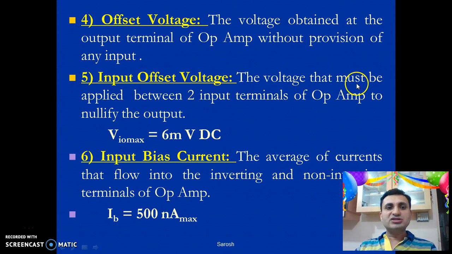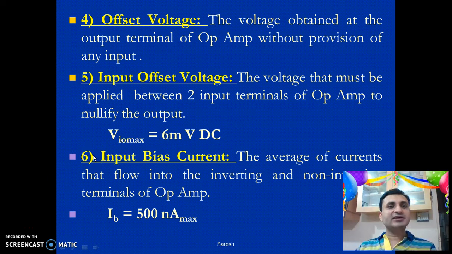Next is the input offset voltage. It is the voltage that must be applied between the two input terminals of an op-amp to nullify the output. This is a very important one. This nullification of the output will yield the offset voltage nullification. Typically, input offset voltage required to nullify the offset is 6 millivolt DC for a 741 operational amplifier.